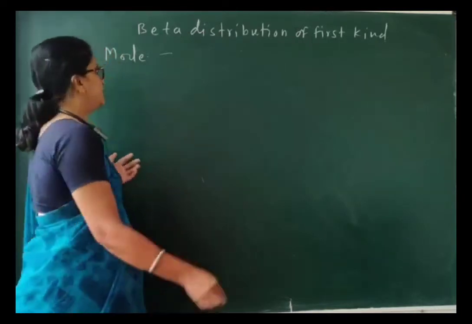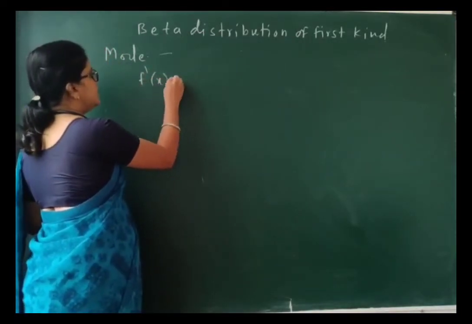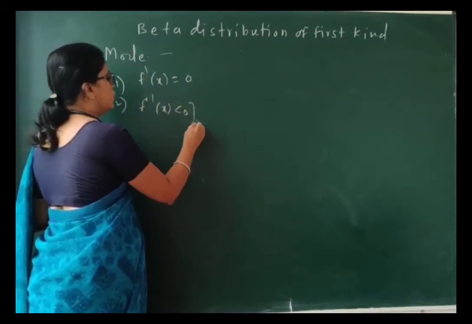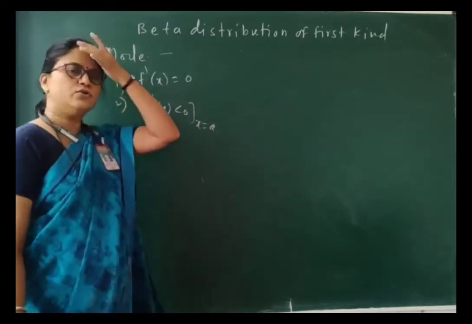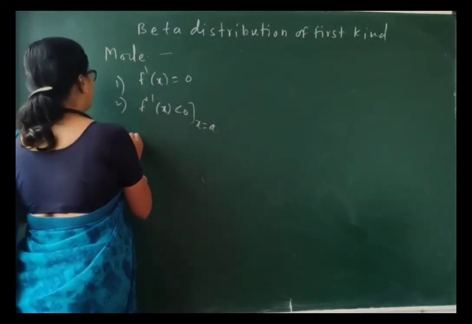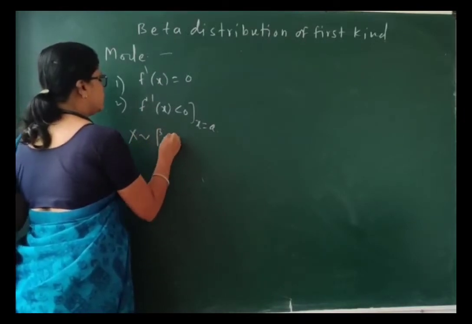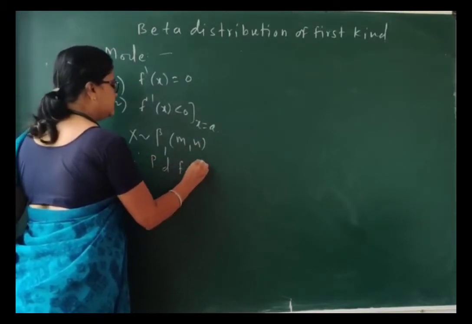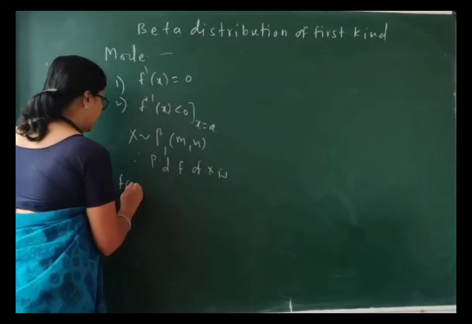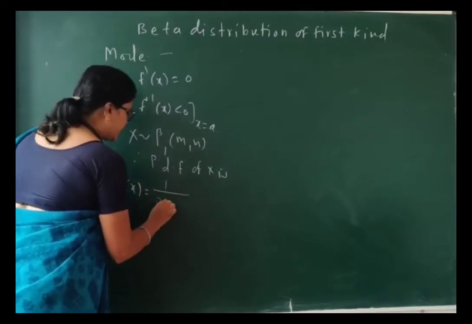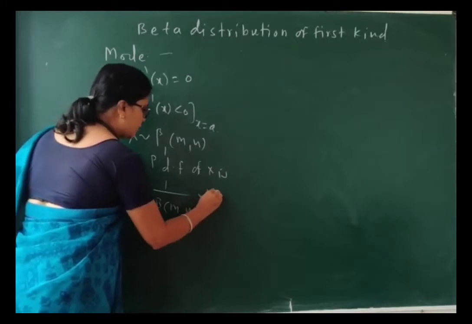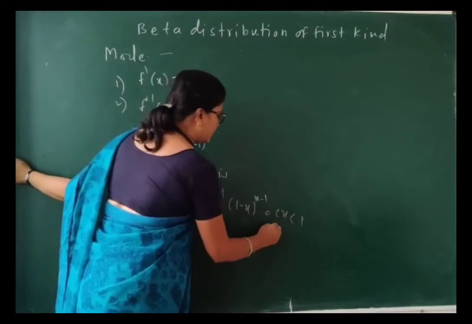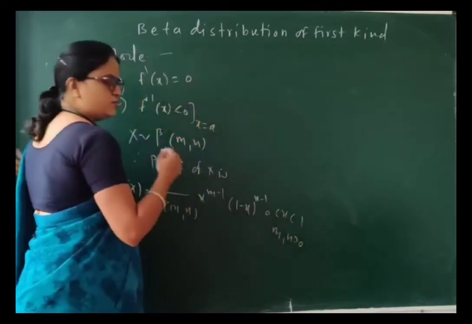To find the maximum for a continuous data set, it needs to satisfy the conditions of maxima: f'(x) = 0, and the second condition, f''(x) < 0, at x = a. Since x follows beta distribution of the first kind with parameters m, n, the PDF of x is f(x) = 1/B(m,n) x^(m-1) (1-x)^(n-1) for x from 0 to 1, m, n > 0, and 0 otherwise.